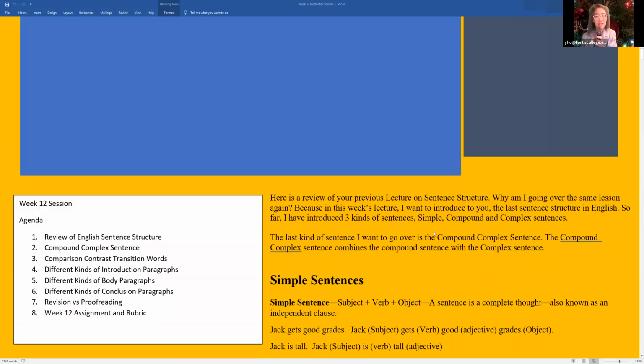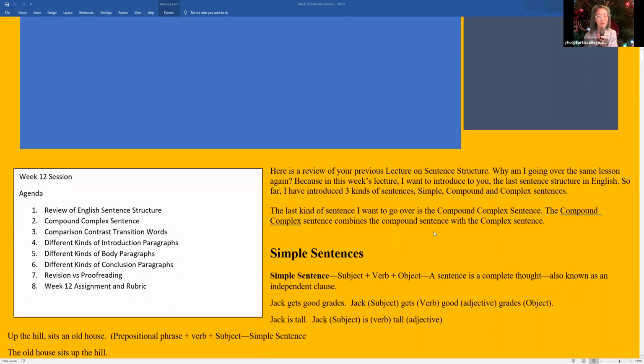In this class, we're going to do a review of English sentence structure. We're going to review compound complex sentences, comparison and contrast, and transition words. Then we're going to do different kinds of introduction paragraphs, different kinds of body paragraphs, different kinds of conclusion paragraphs, revision versus proofreading, and your week 12 assignment and rubric. For this class, it's just about over. All you have to do is put in your week 11 evaluation.